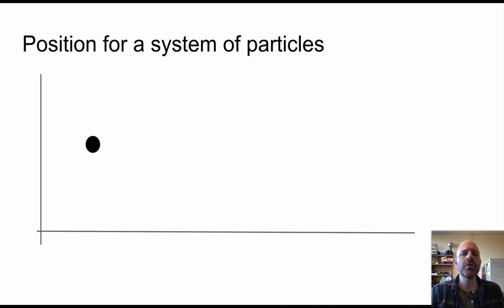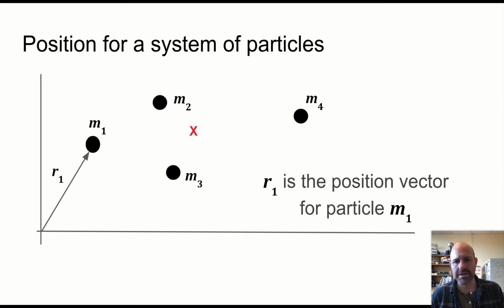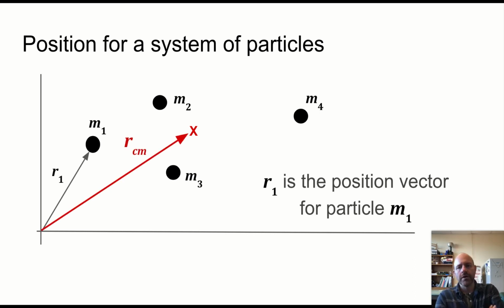So if you think about a system of particles, you've got mass 1, which has a position vector r1, and mass 2, 3, 4, etc. We could find the position of that system of particles, which is basically the center of mass of the system. So that little red X represents the center of mass, and therefore the coordinates for the system.